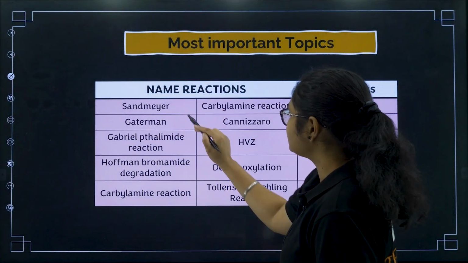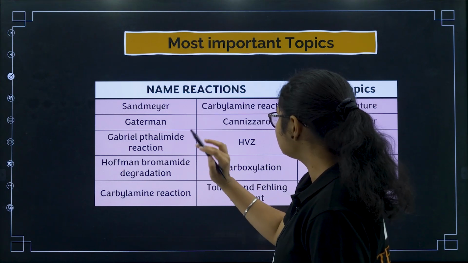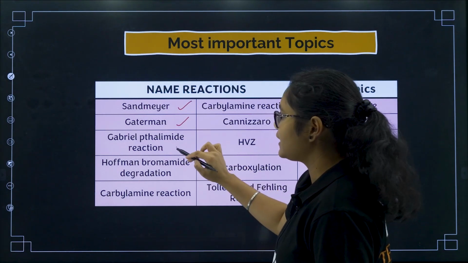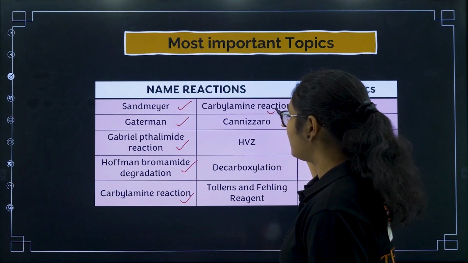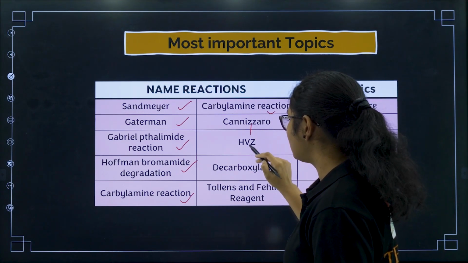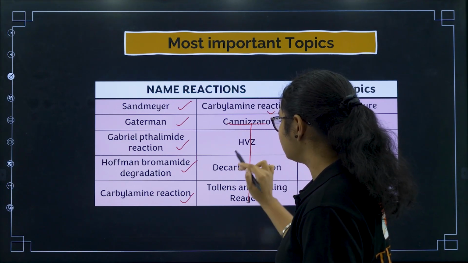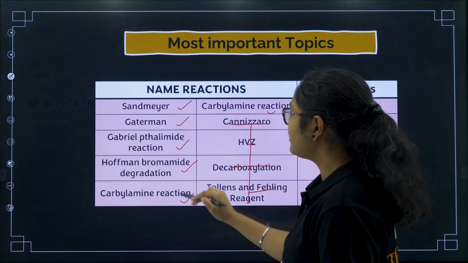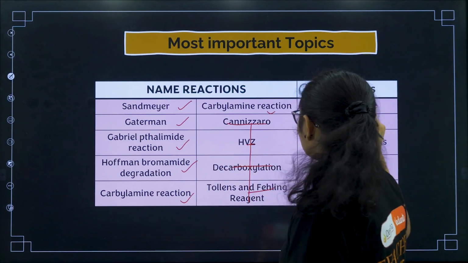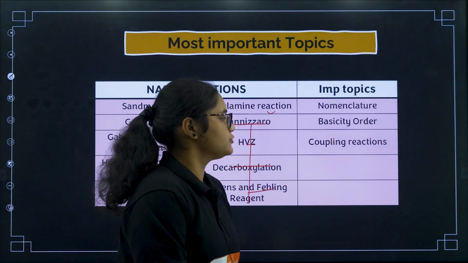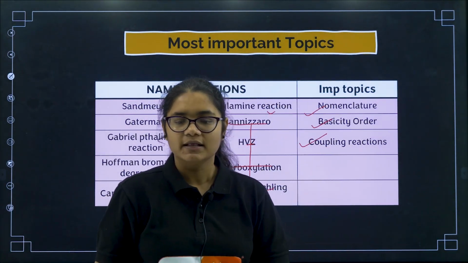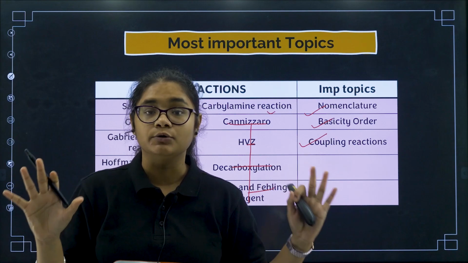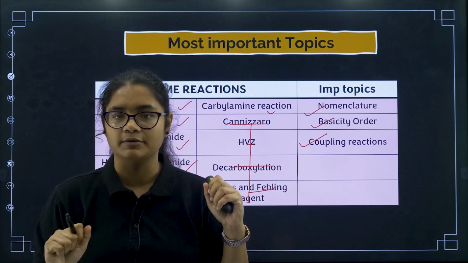Now coming to the most important topics that you should revise from this chapter. Under name reactions you have Sandmeyer reaction, Gattermann reaction, Gabriel phthalimide, Hoffmann bromamide, carbylamine. I have repeated carbylamine, so this one you can eliminate. These are all name reactions. Then what other topics should you focus on? You should focus on nomenclature, basicity and coupling reactions. These are the most important topics that you need to do from this particular chapter.